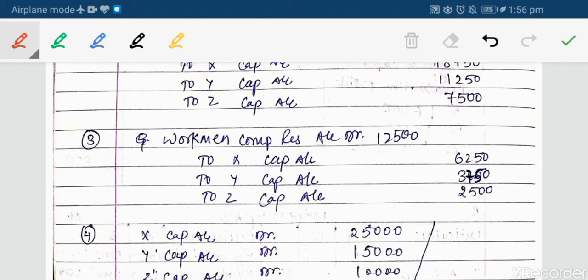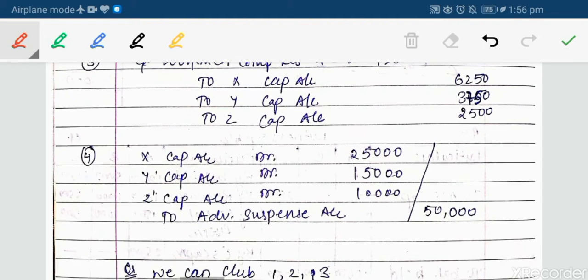The third is your workman compensation reserve, and in our question we have not been given any claim against workman compensation. So the entire amount is to be distributed among the partners in their old profit sharing ratio. Remember, old things are to be distributed among the partners in their old profit sharing ratio: old amount, old items, old partners, old ratio.